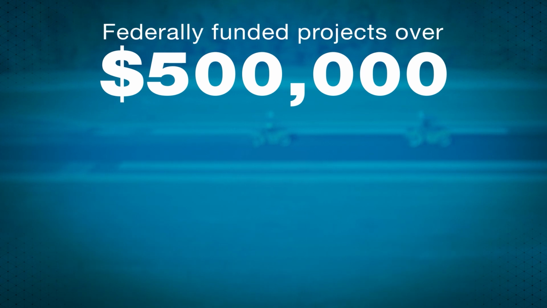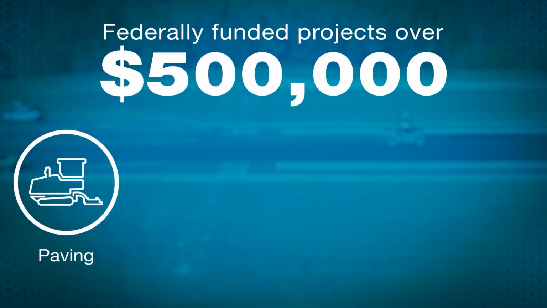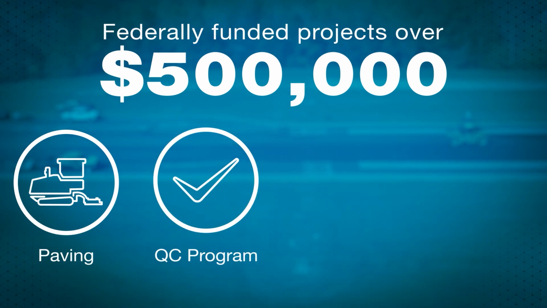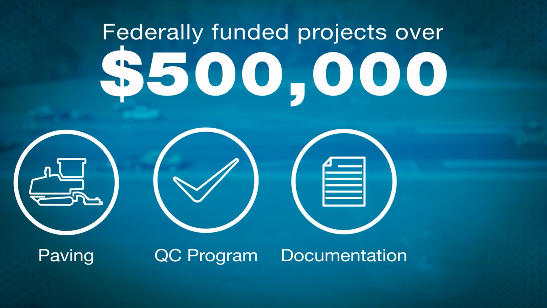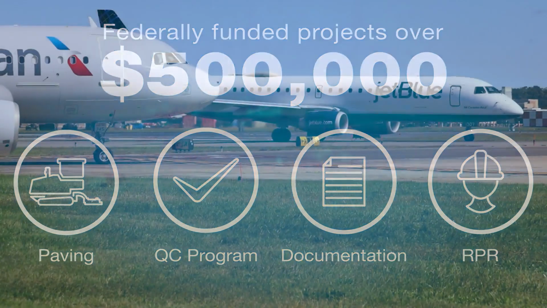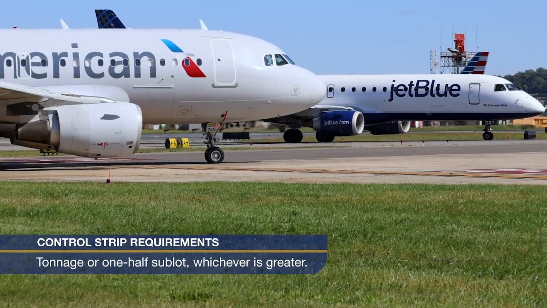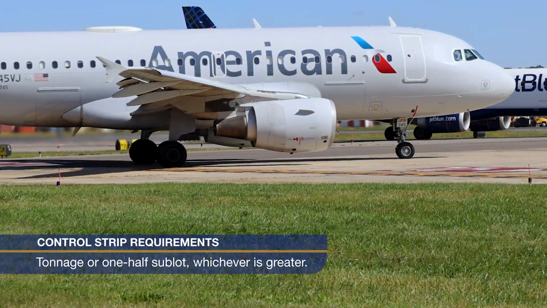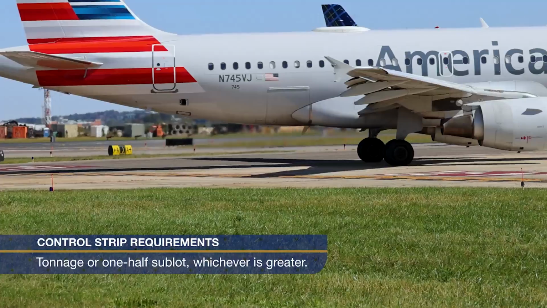All federally funded projects over $500,000, where paving is the major work item, must have a contractor quality control program, accepted in writing by the resident project representative before placing a control strip. FAA airfield control strip requirements are based on either tonnage or 1/2 sublot, whichever is greater.